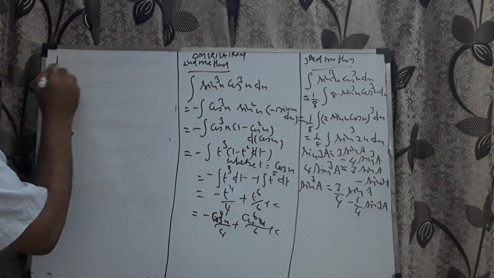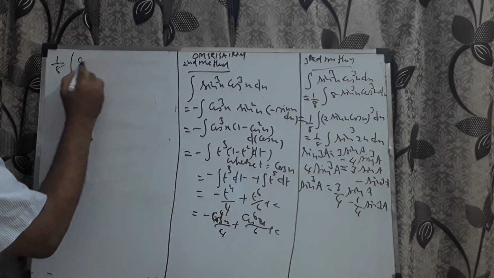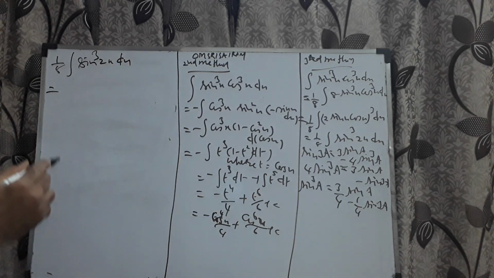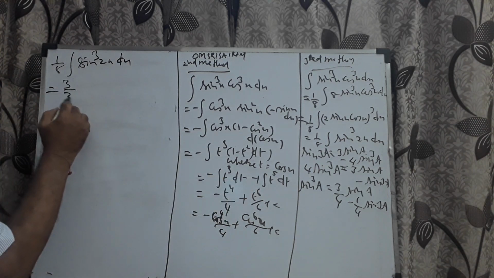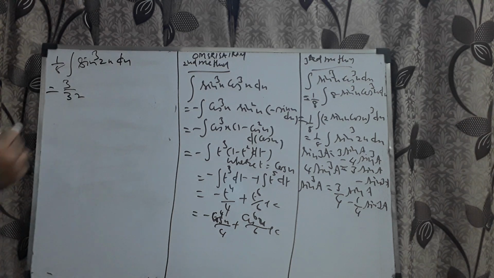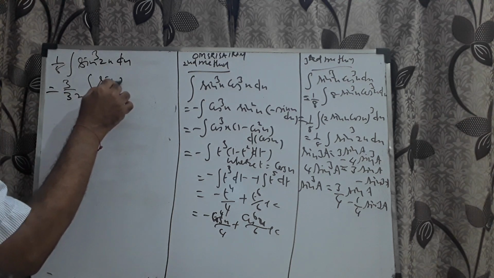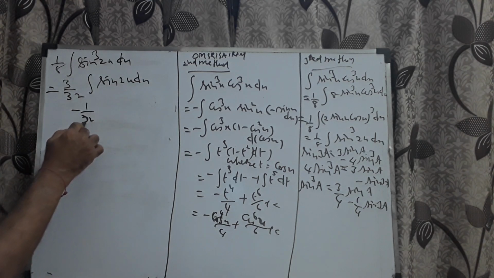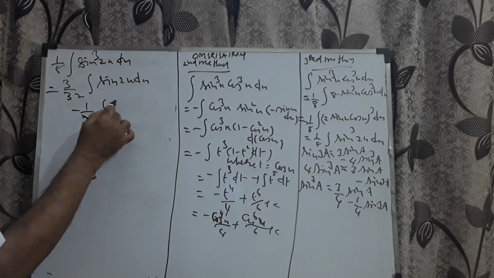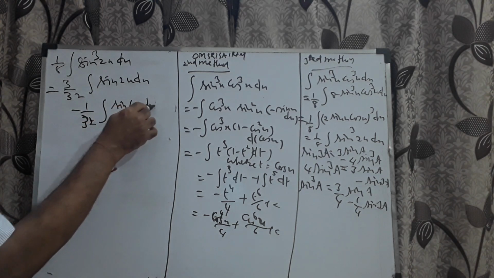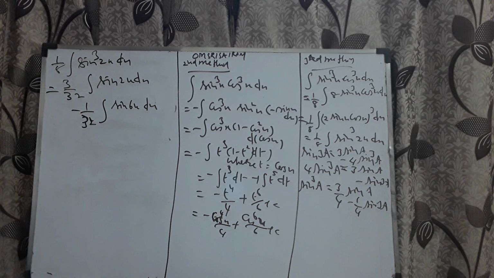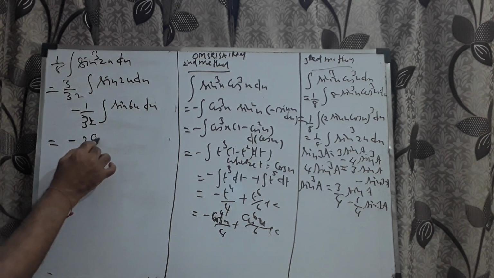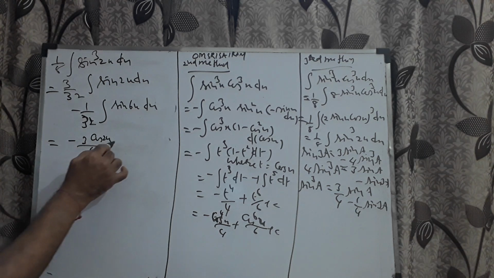Therefore, 1 by 8 integral sin cube 2x dx will now become, you end up with 3 by 32, 8 fours are 32, integral sin 2x dx. Then of course minus 1 by 32 integral sin 6x dx. 3 into 2x becomes 6. Instead of A I have 2x. So this is getting reduced to minus 3 cos 2x by 64.